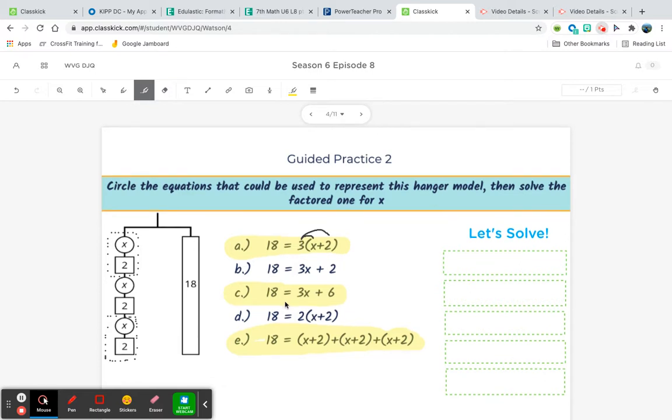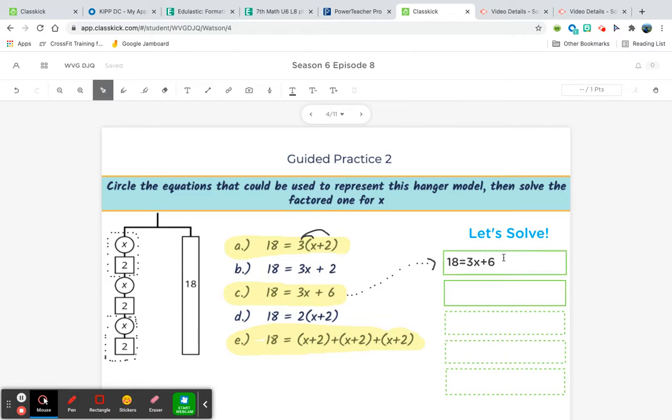So now we're going to solve for x, find out what that x is. Now, when we are solving, it's actually typically easiest to use that distributed form. That's the form that we're used to, right? So even though it wasn't the first equation that we circled, I'm going to take the distributed form, option C, and I'm going to write it in there at the top, and we can start solving. So 18 equals 3x plus 6.